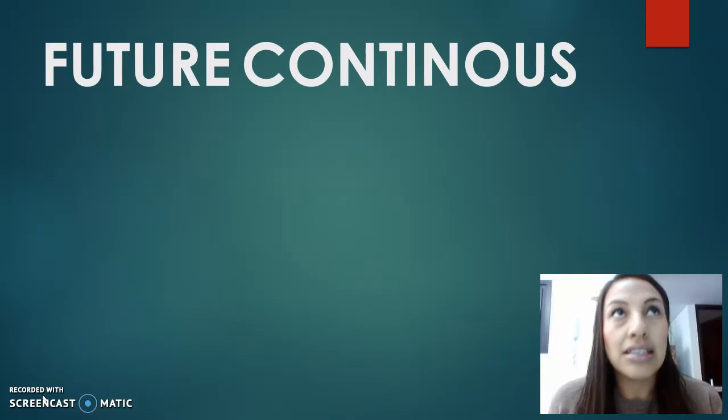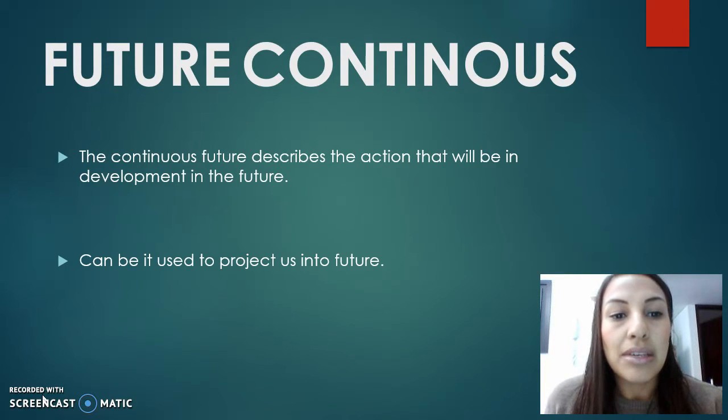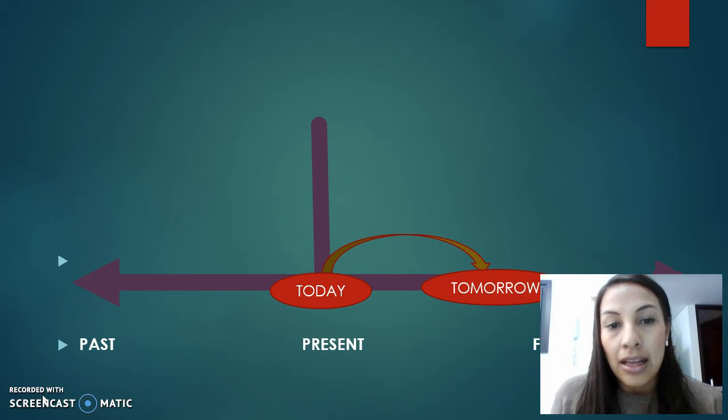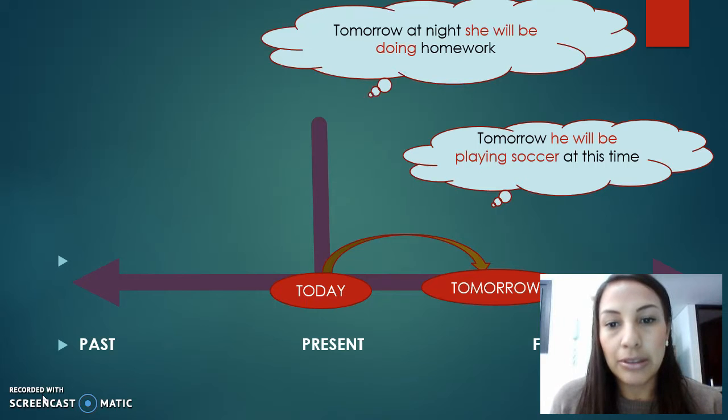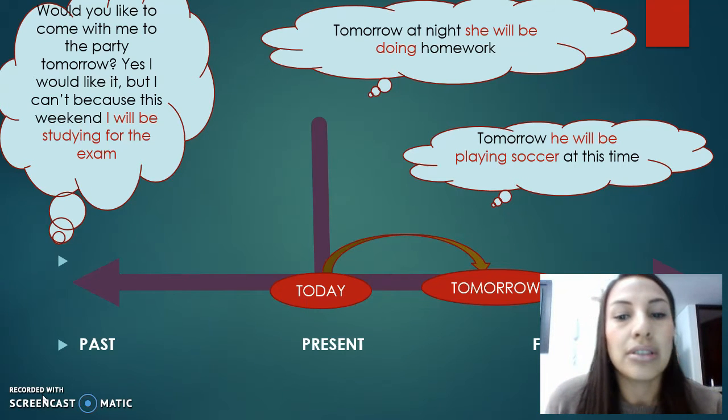The next tense is future continuous. The future continuous describes the action that will be in development in the future. It can be used to project us into the future. Let's see this. For example, tomorrow he will be playing soccer at this time. Tomorrow at night she will be doing homework.